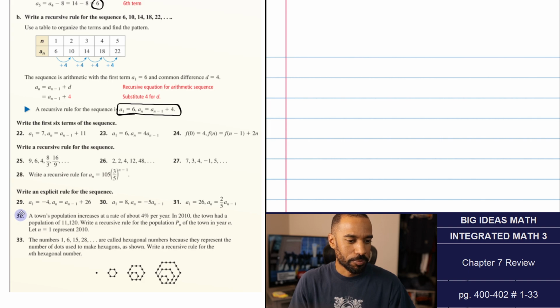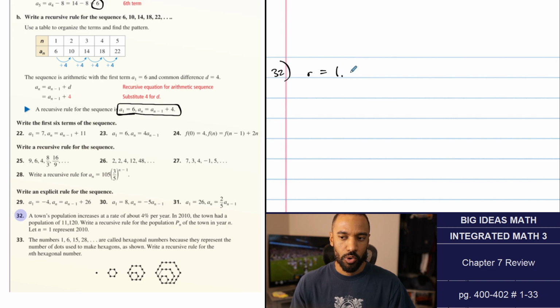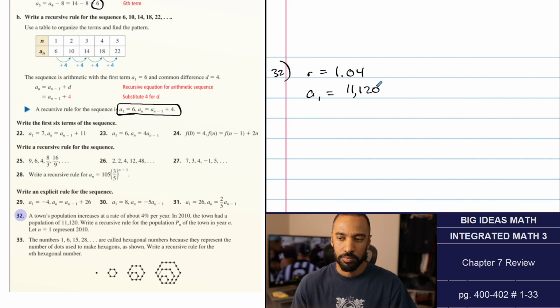Okay, number 32. A town's population increases at a rate of about 4% per year. So your common ratio is going to be 1.04. If you know anything about this one, it's to get it to increase every time you multiply by this value. 4% is 0.04. In 2010, the town had a population of 11,120. 2010, they're saying, is going to be your first year. So a sub 1 is not 2010, but 11,120.